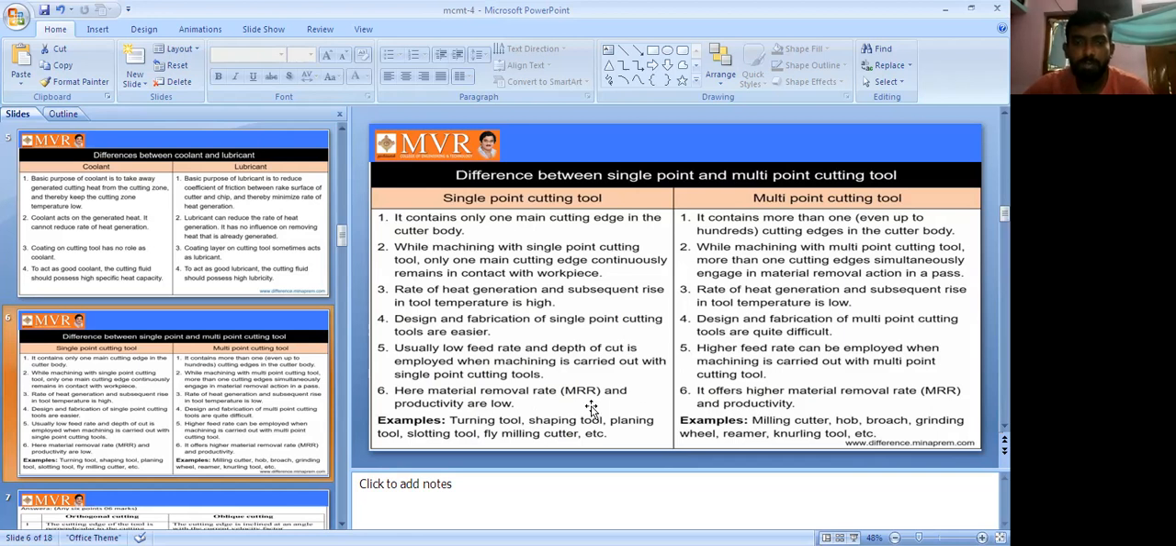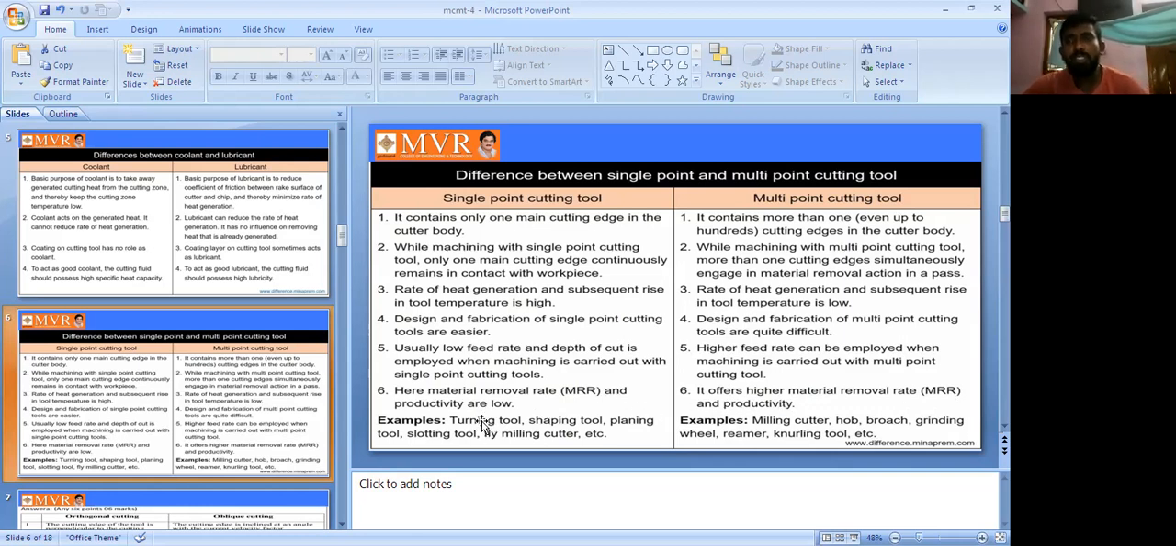So here the productivity, the material removal rate (MRR), is very low with a single point cutting tool. The material removal rate is higher in a multi-point cutting tool. Why? Because with a single point we are cutting with just one edge, so the MRR is very low. With the multi-point tool we cut fast, with many edges cutting at once, so the material removal rate is higher.